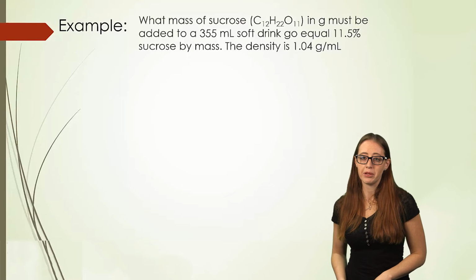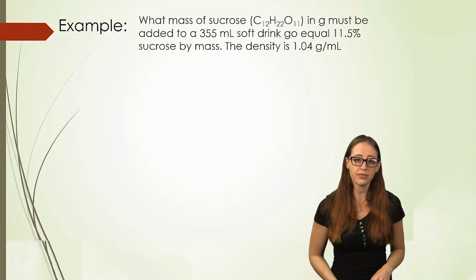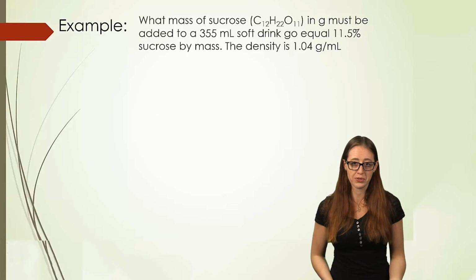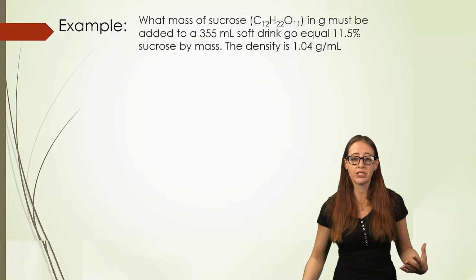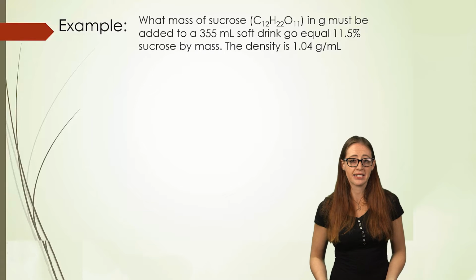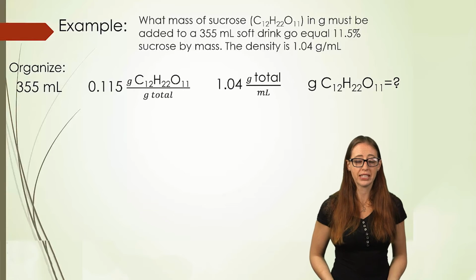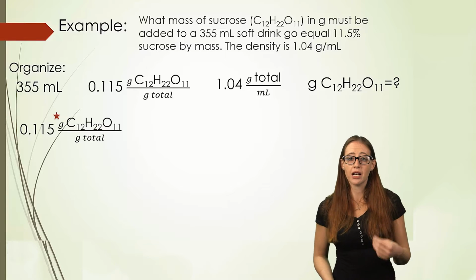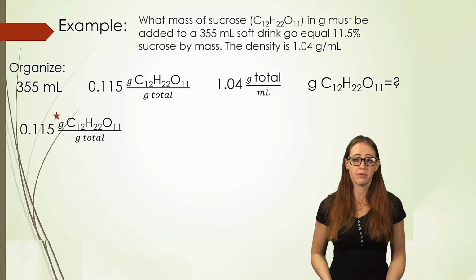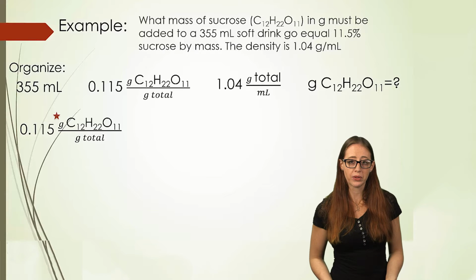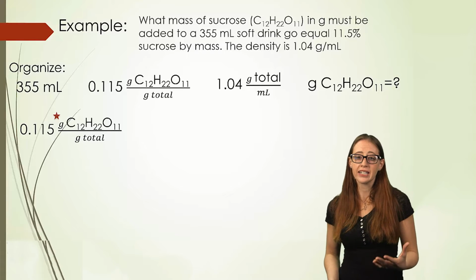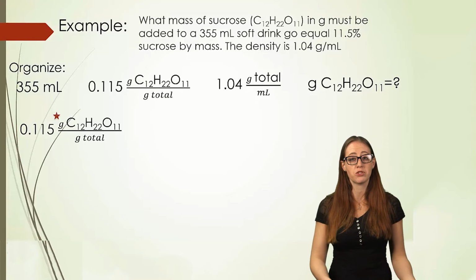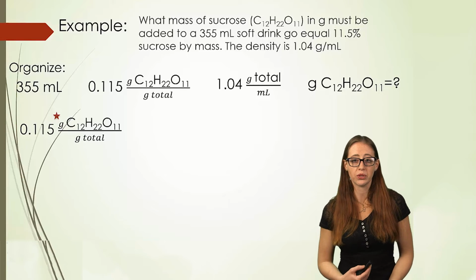So let's do an example where we look at mass percent. We're making a soft drink and we want it to be 11.5% sucrose. Let's organize all of our data and walk our way to the end. Let's first write out the 11.5% in more useful units. This becomes 0.115 grams of sucrose over the grams total. From here, we can look at the units and see that we need to be able to cancel out the grams total if we want to get to grams of sucrose.